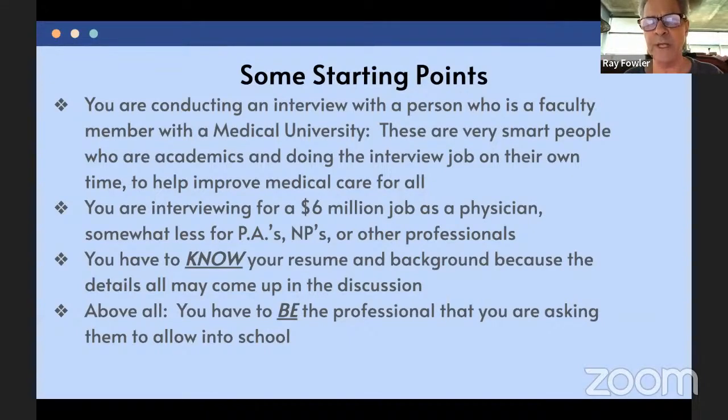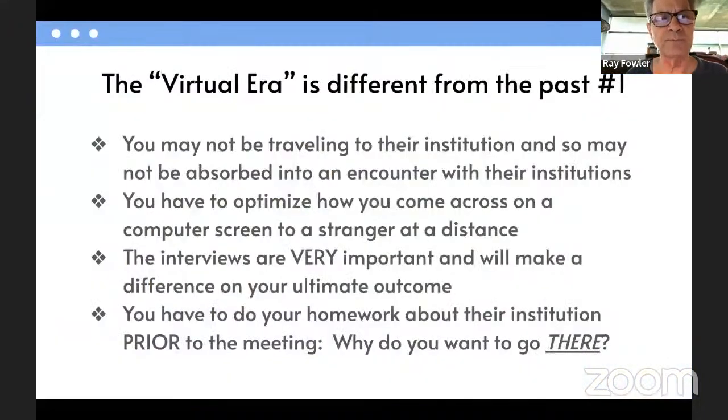And folks, there are 40 other people competing for that same spot. So if there's an issue in your life, identify it now, put it past, and move on to your professional career.